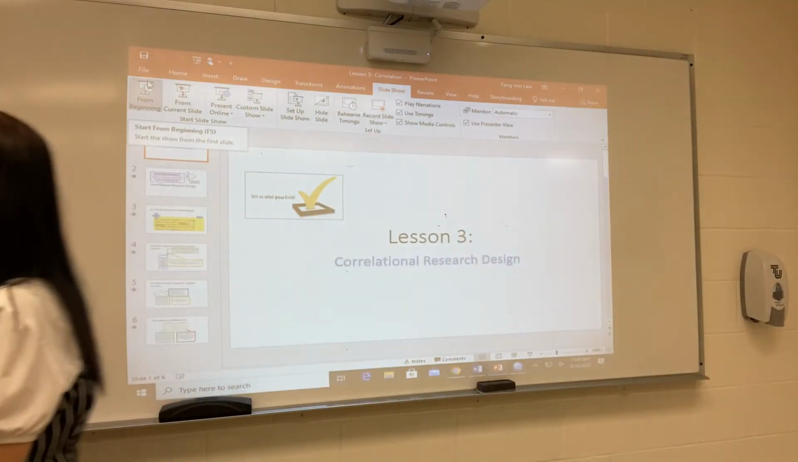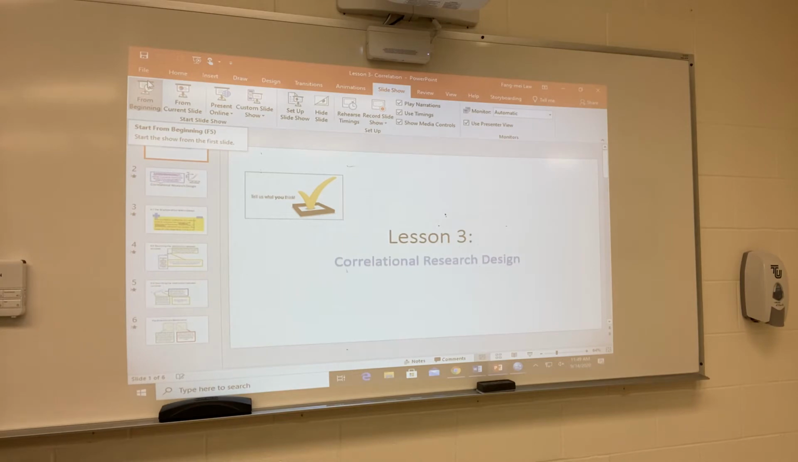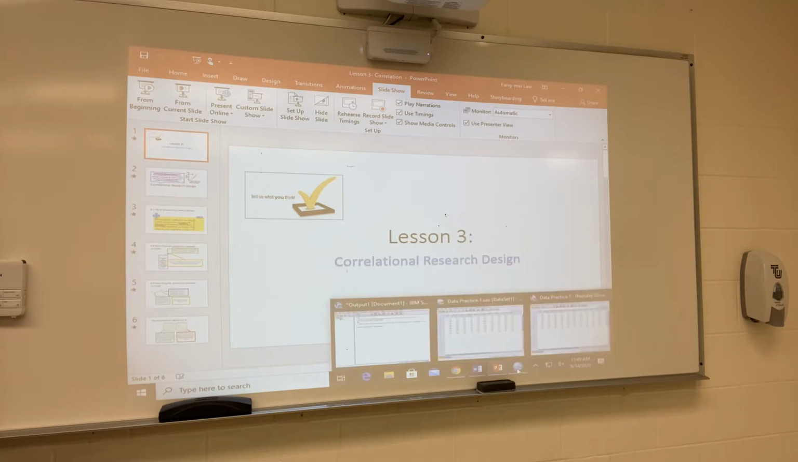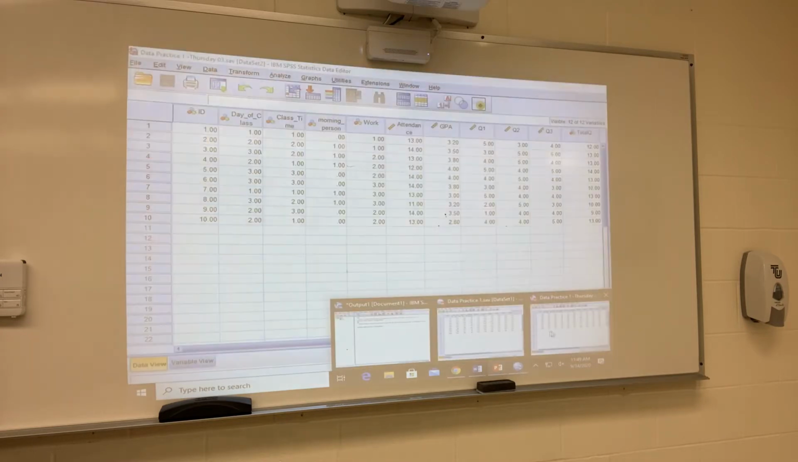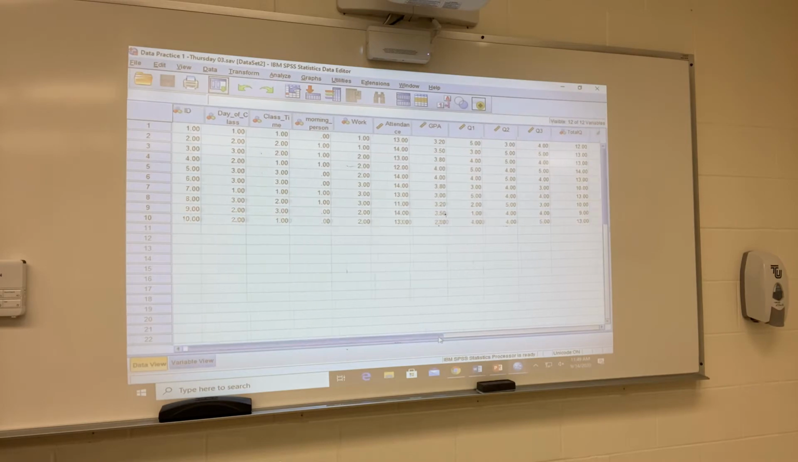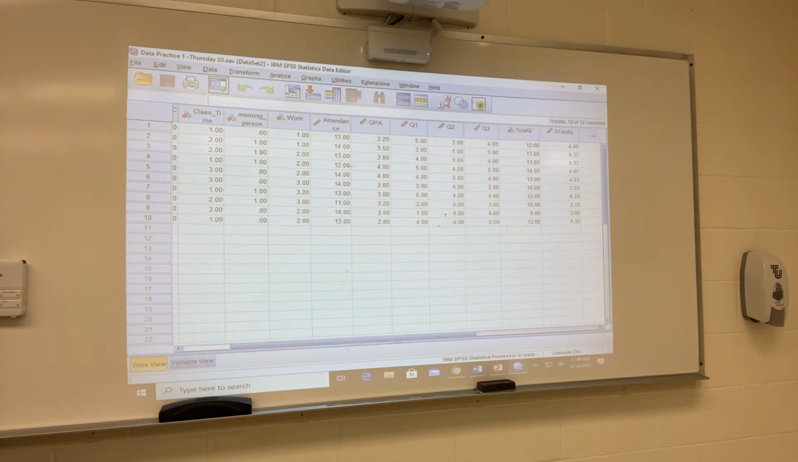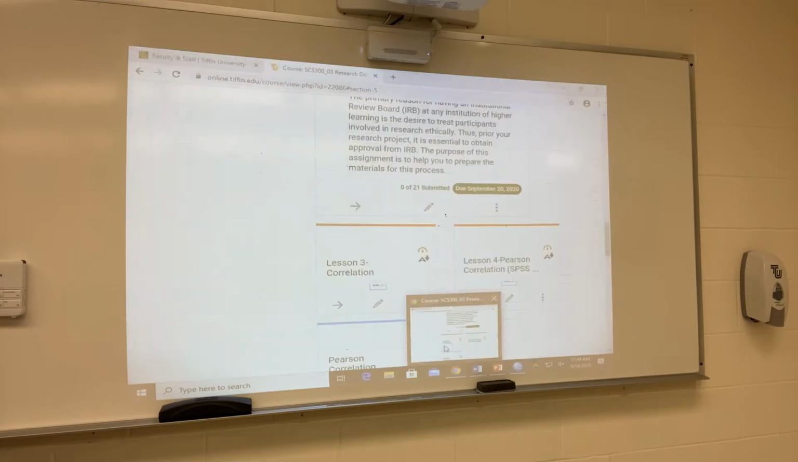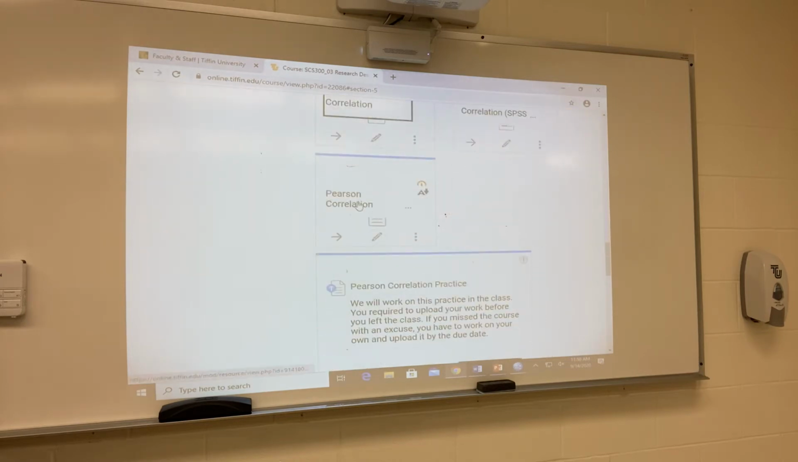So this is the correlation. Let's see how we do it in SPSS. Is anybody open on your data yet? Does anybody have data like this? Now let's open our worksheet. Go back to your Moodle and then under Pearson correlation, open this worksheet.